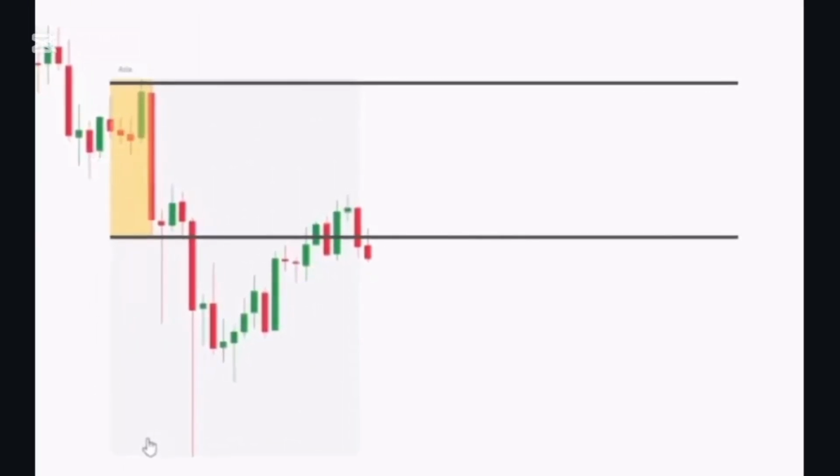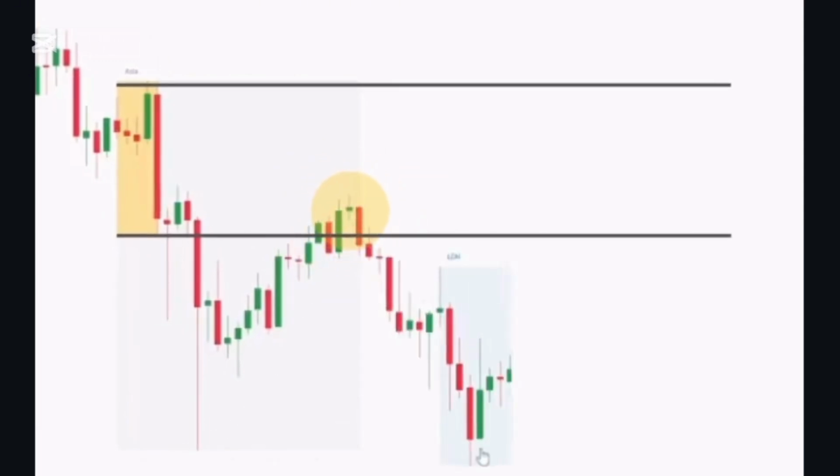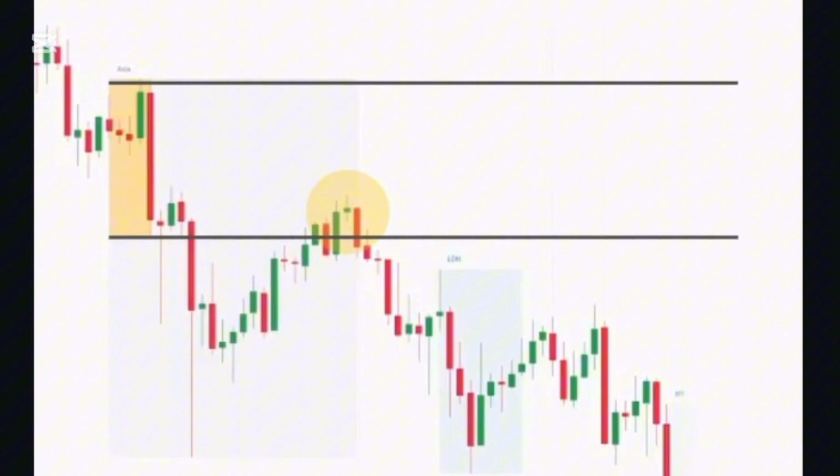Here's another example on NQ where price does the opposite. It opens below with commitment, it comes back to retest the initial balance, and then for the remainder of the trading day, price pushes lower.